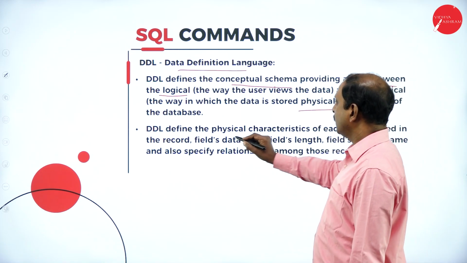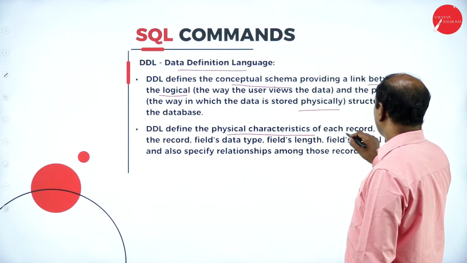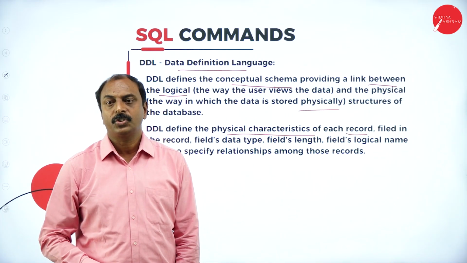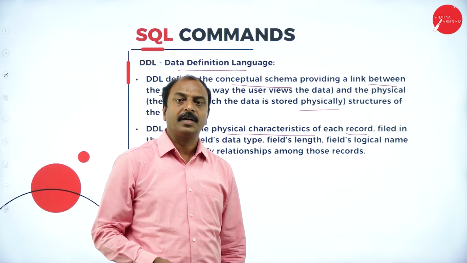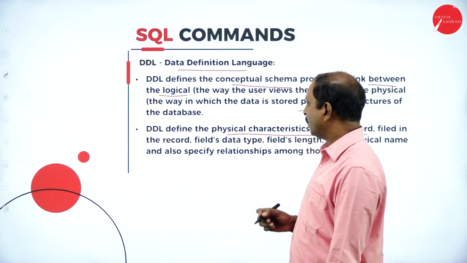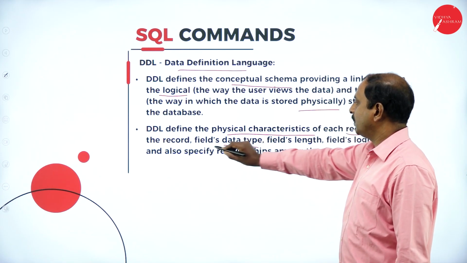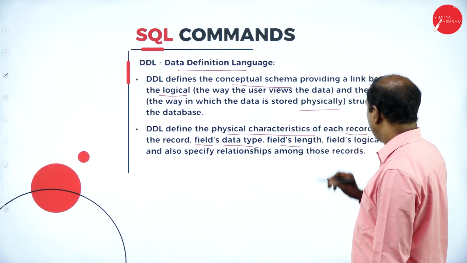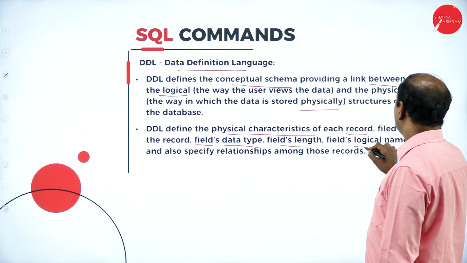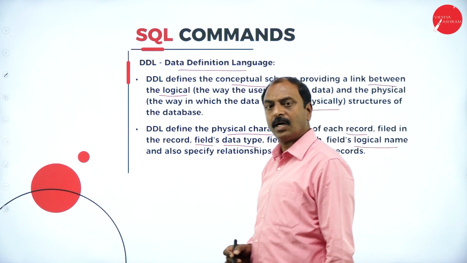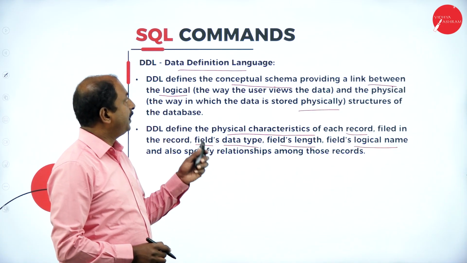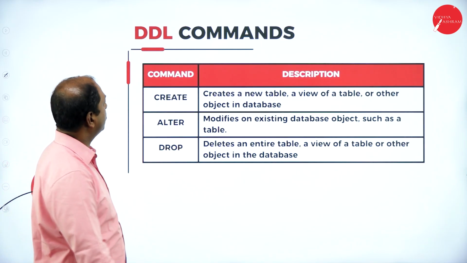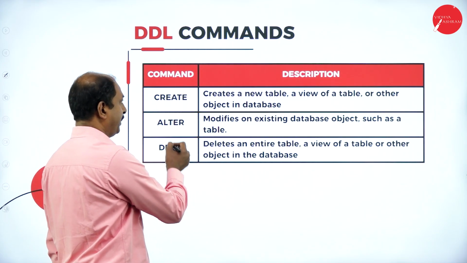And it defines the physical characteristics of each record. And if I say each record, so through record we are going to store the information in a table or in a database. So with respect to record, it defines the data type of a particular field in a column, nothing but a column, and what is the length of the field, and also the logical name or heading of the particular column. So this is DDL command, and these are the three DDL commands. They are create, alter and drop.